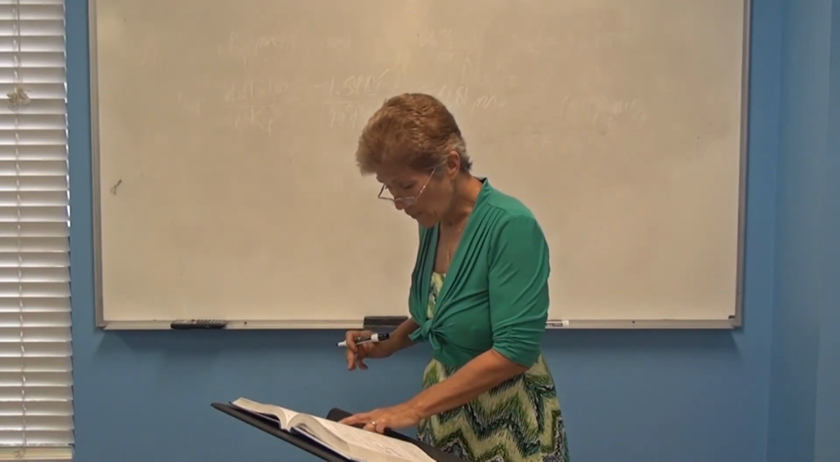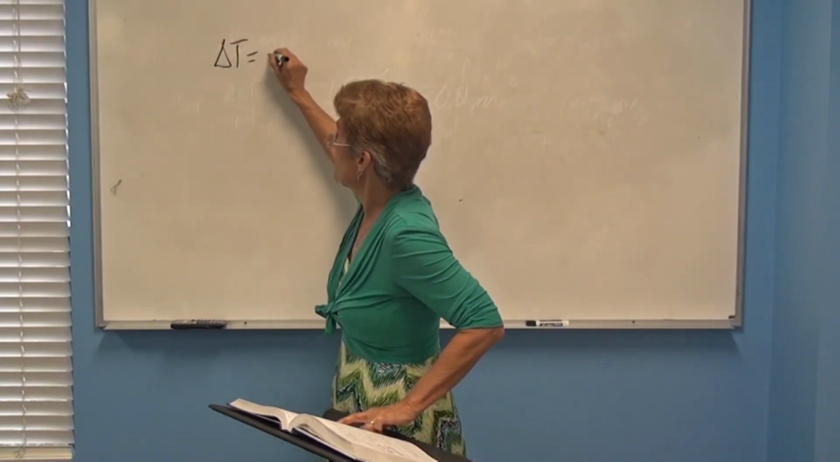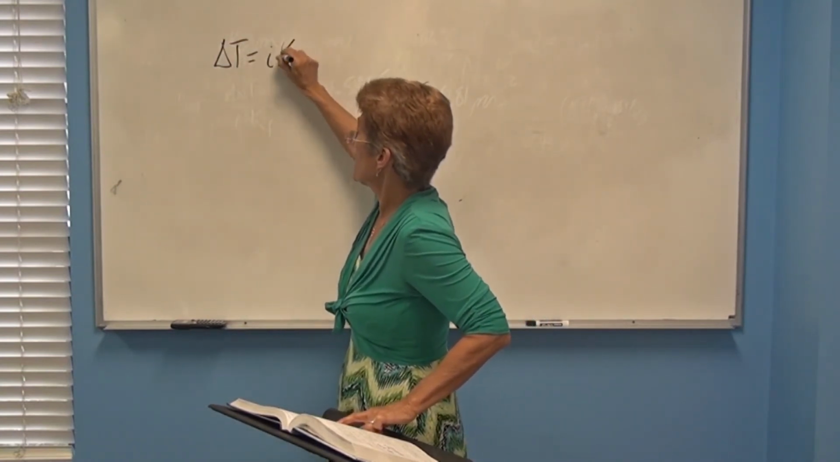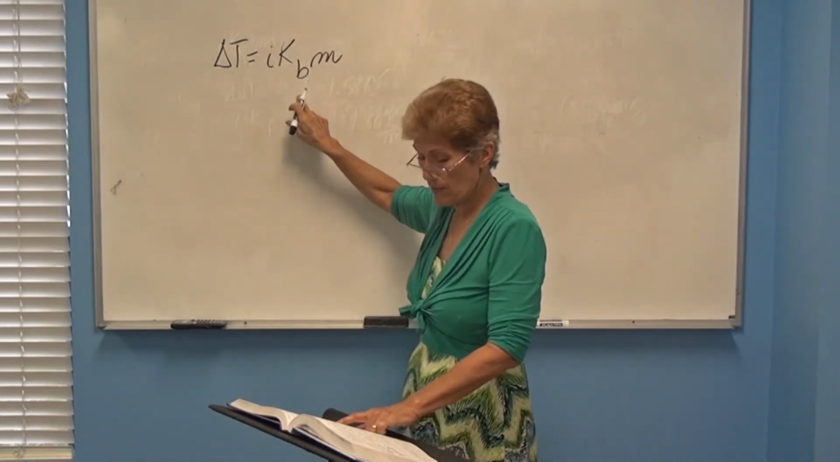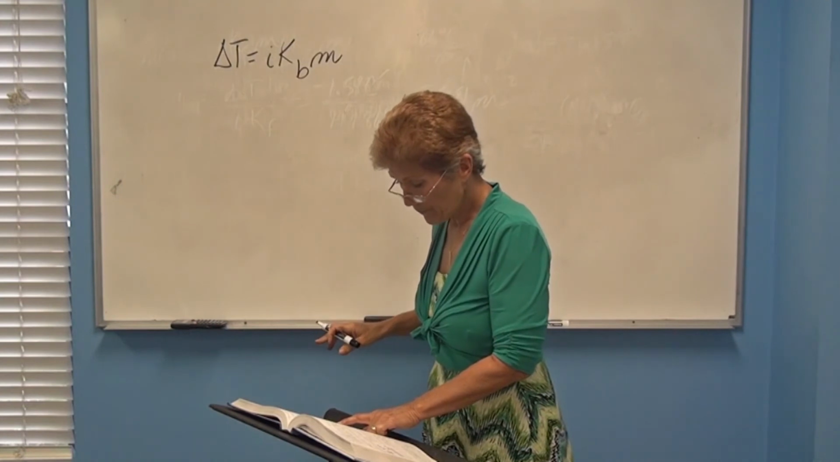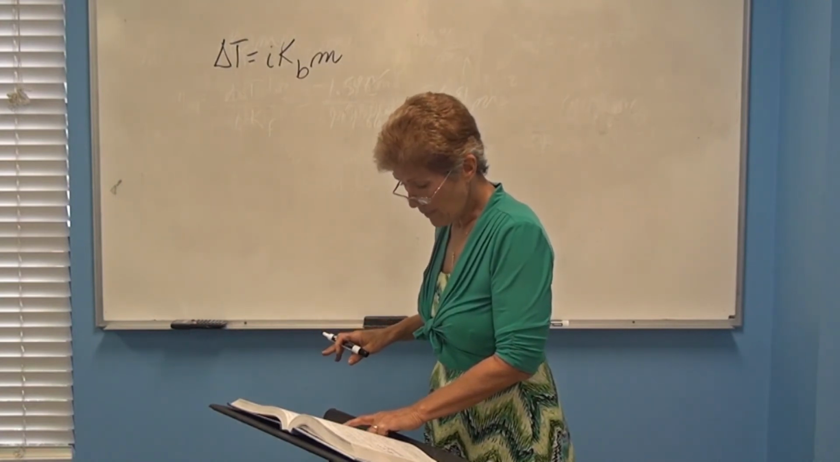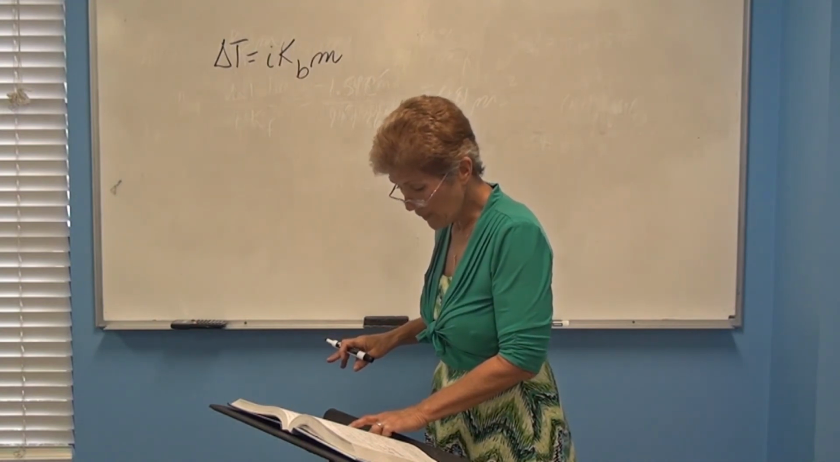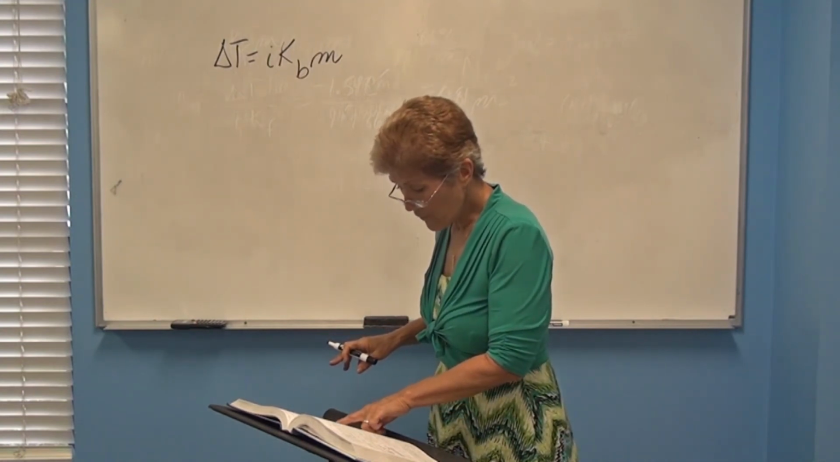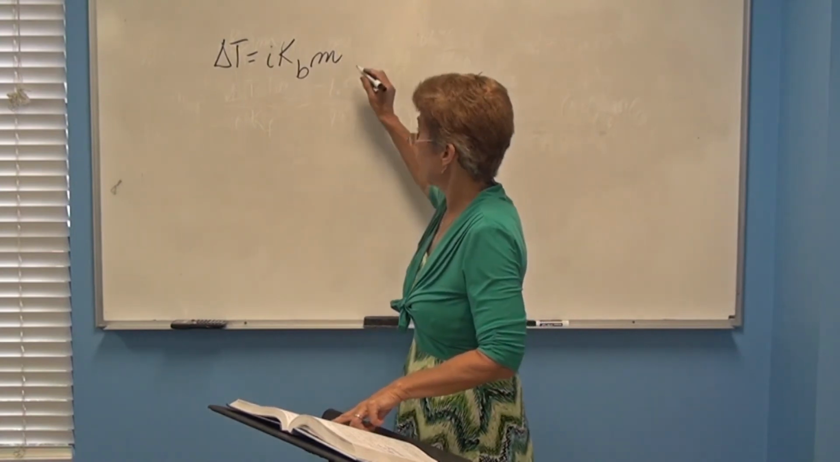Okay, so let's do that. So boiling point, the change in temperature for boiling point is i Kb molality. Notice that's positive, and this is now the boiling point constant. And so I'm on 22, right? Okay. Boiling point of the solution in 20. So let's start plugging in.